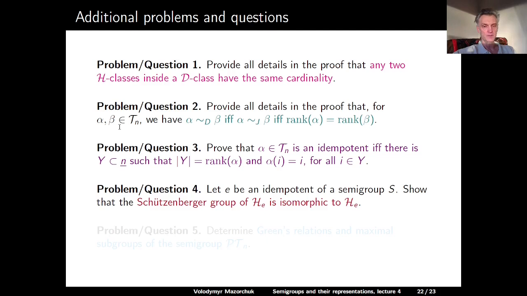Problem question 4. Let e be an idempotent of a semigroup S. Show that the Schützenberger group of H_e is isomorphic to H_e. Problem question 5. Determine Green's relations and maximal subgroups of the semigroup of all partial transformations of n underlined.